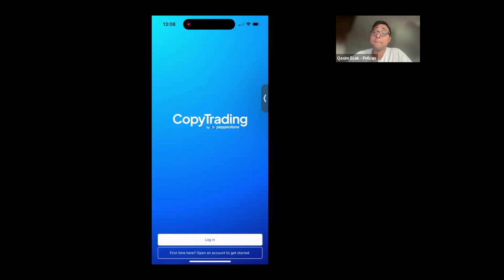I work for a company called Pelican Trading, and what we do is we have partnered up with Pepperstone and created this lovely app here, Copy Trading by Pepperstone. It is a copy trading app whereby you will be able to copy signals from around the world, and be both a copier and a signal provider.